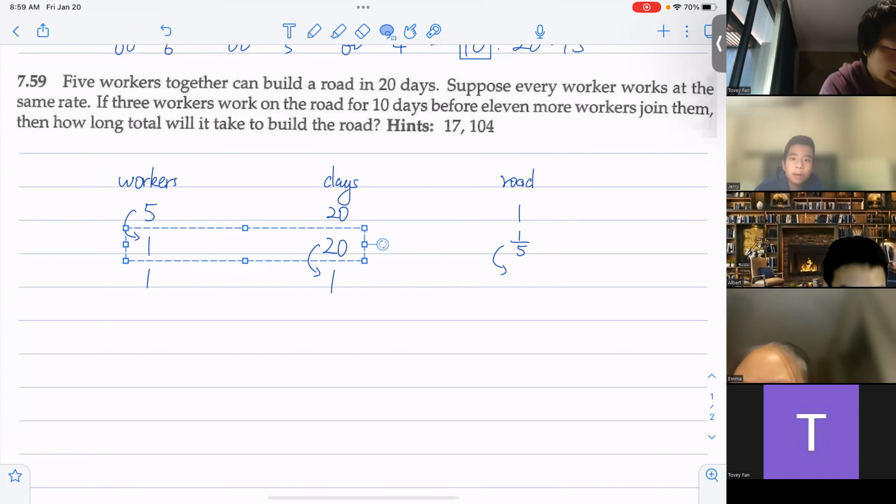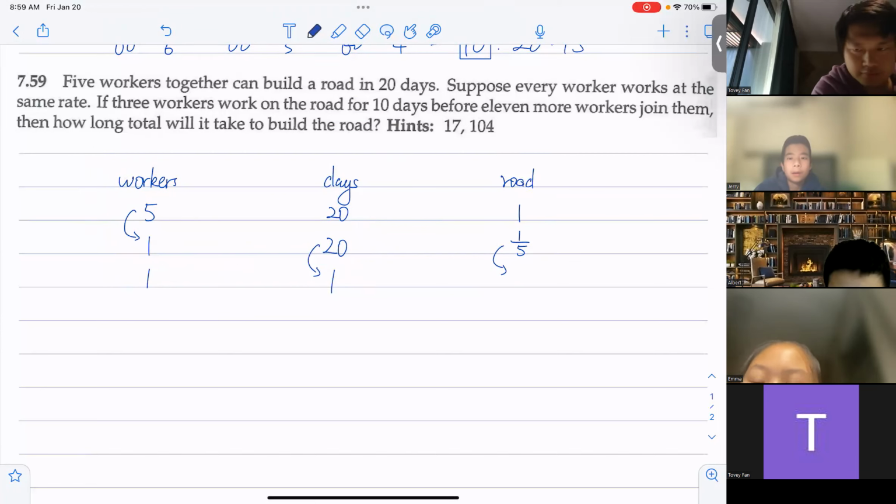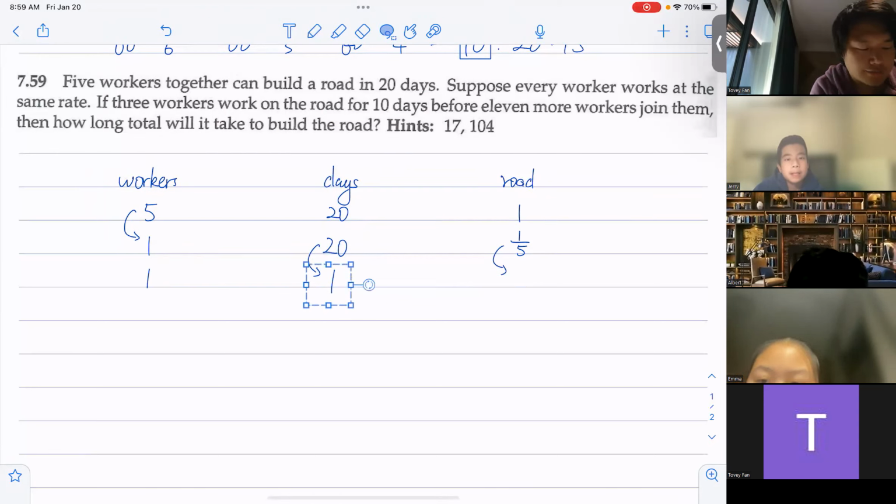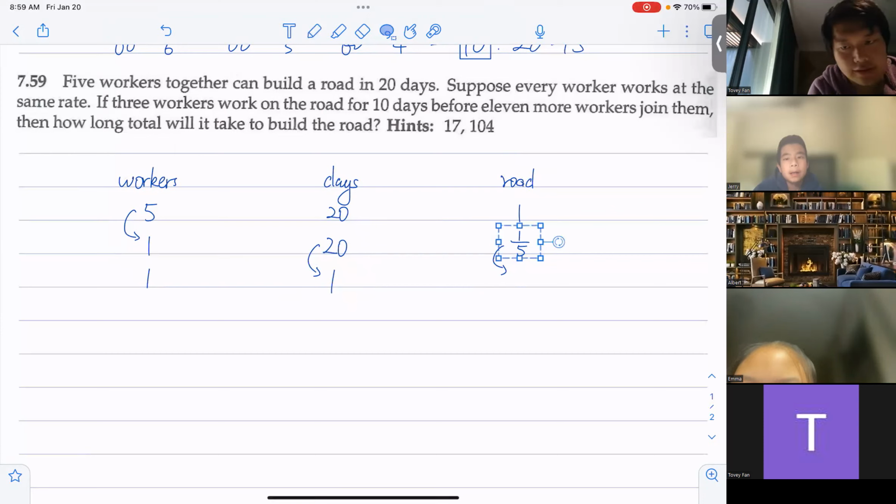One worker in 20 days can finish 1/5. What about one worker in one day? How much of the road can they finish? 1 over 5 divided by 20. So Jerry, Emma, does that make sense? In 20 days, you can do 1/5. Then in one day you can only do 1/20th of the 1/5, right?